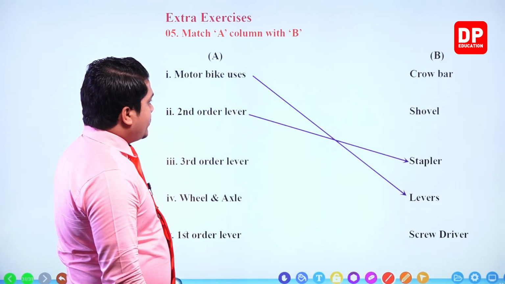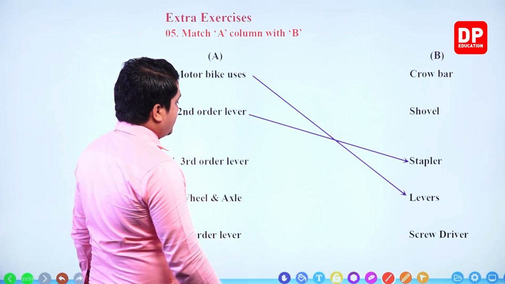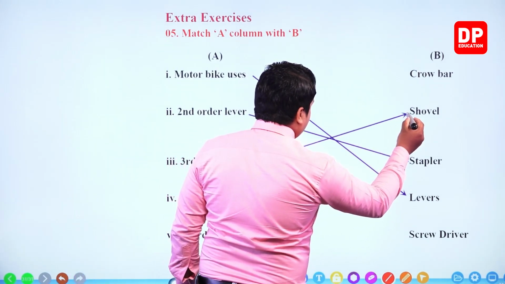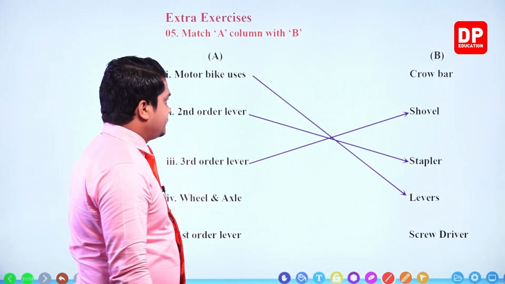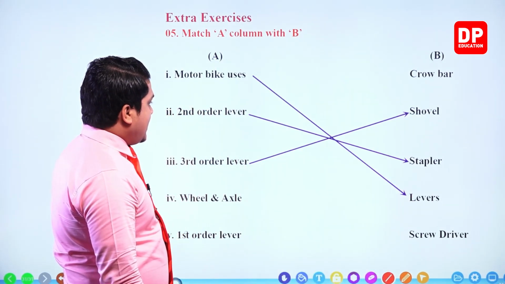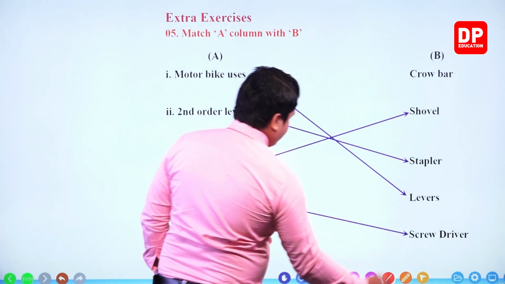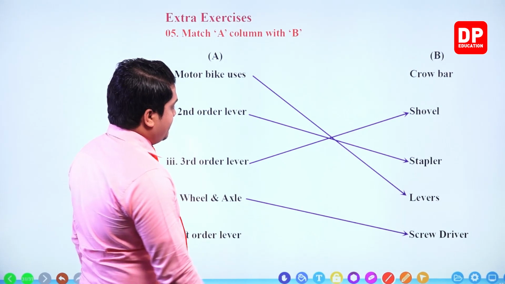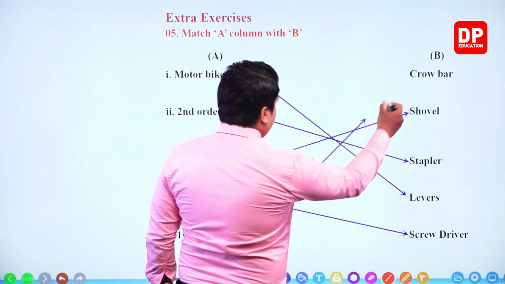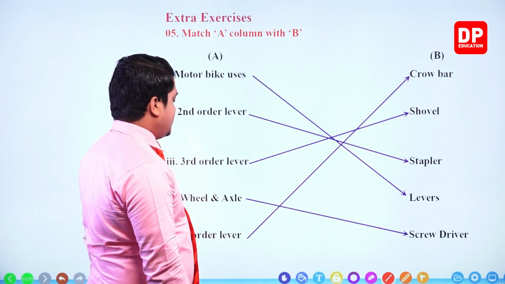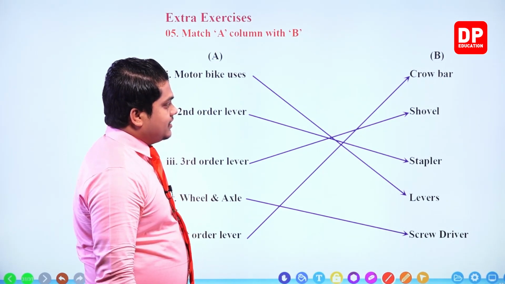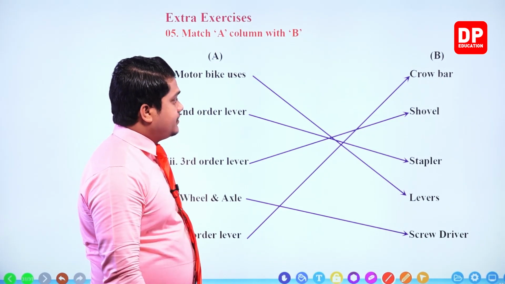Next one, third order lever. Very simple, my dear children. It's a shovel. Wheel and axle, the screwdriver. Then first order lever, crowbar. Right. So these are the answers for question number 5.